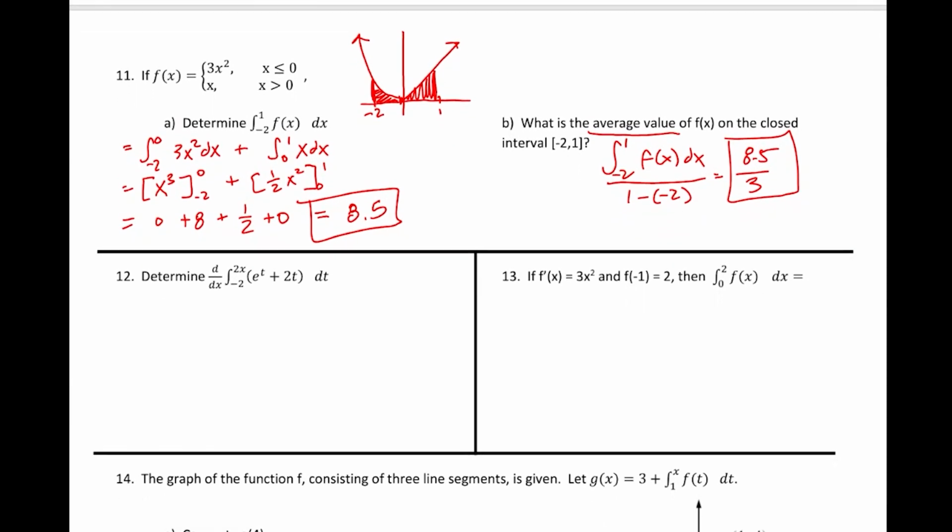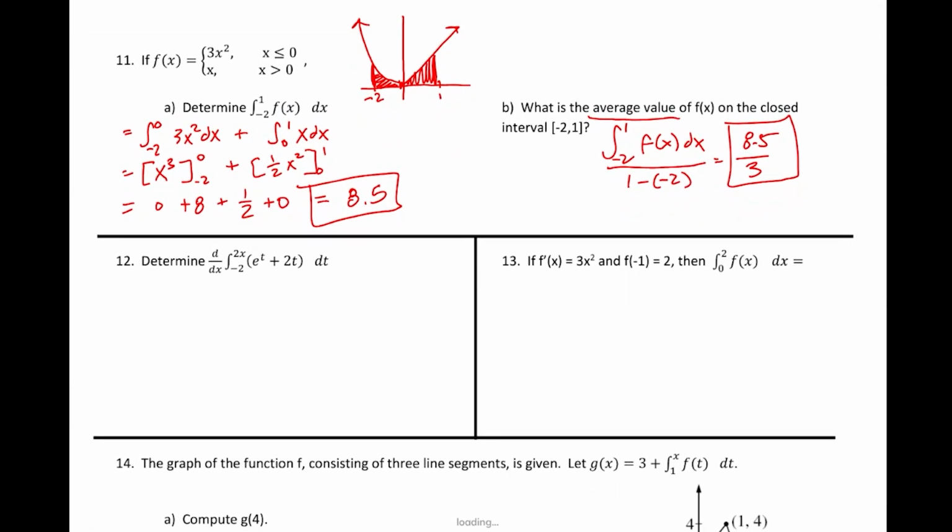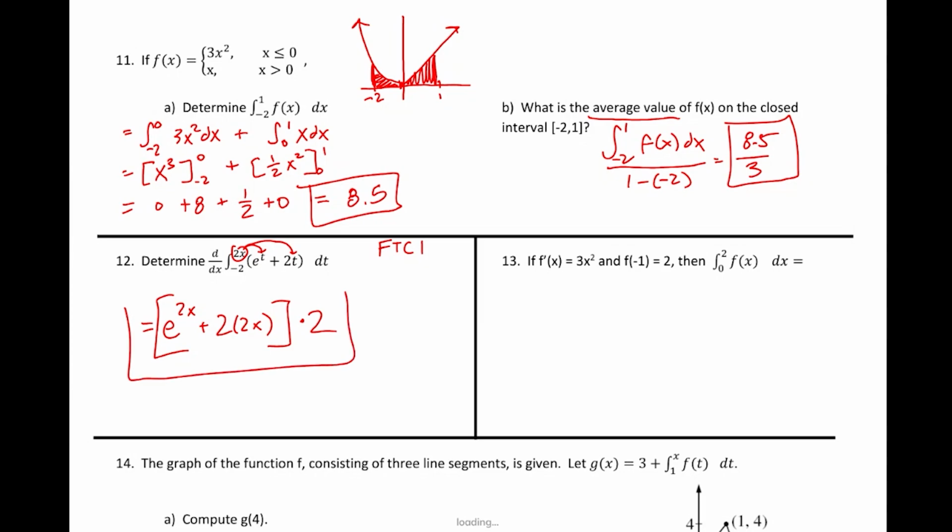Number 12 says determine the derivative of this function. Okay, so we've got a derivative of an integral. That's our indication. We're going to use FTC1. We're going to substitute in 2x everywhere where we see t. So this is just going to be e to the 2x plus 2 times 2x. And then that whole thing, be careful that we do need to multiply the entire function by the derivative of 2x. So the whole thing is times 2. And don't worry about simplifying.